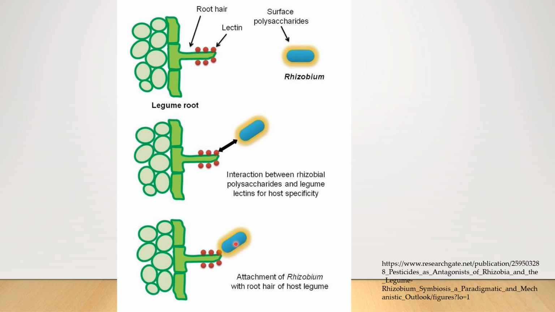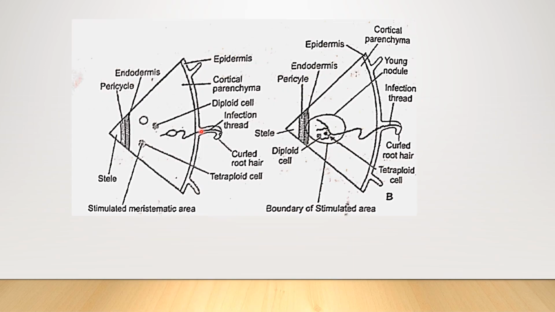Initially these two, since they are specific, come together, and the rhizobium gets attached to the root hair of the host legume. Once attached, the curvature of the root hair takes place. Meanwhile, the mitotic area where you have the meristematic cells is stimulated, and they start doubling their chromosomal count. The infection thread reaches there, and tetraploid cells are formed, and this is the young nodule representation over here.